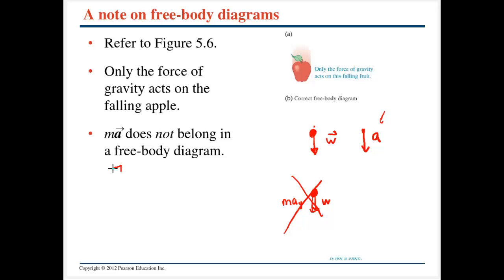The reason for that is because we're going to write the sum of the forces, in this case, to be equal to the weight, and we're going to say that that's equal to the mass times the acceleration. And if we drew our free body diagram like this, then we would have the weight plus the mass times acceleration is equal to the mass times the acceleration, and again, that is not right, because then we would say that the weight was equal to 0.